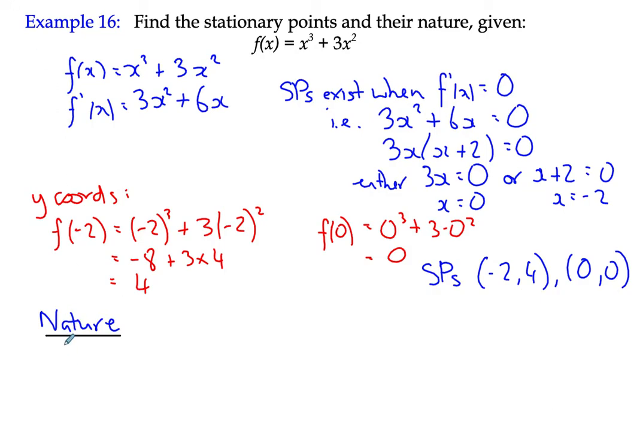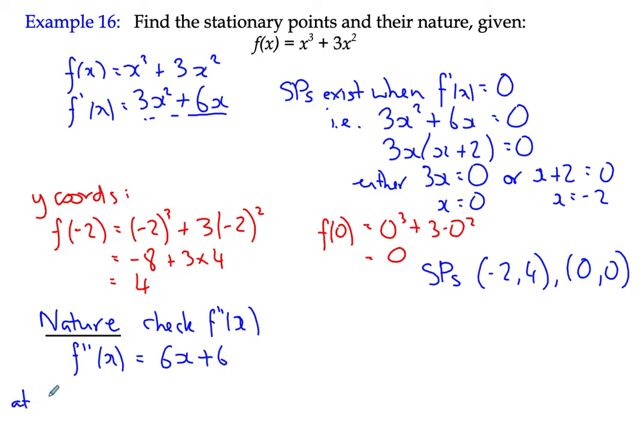So what did we do? We're going to check the second derivative. From our first derivative above, if we differentiate 3x squared plus 6x, we're going to get 6x plus 6. Agreed? So that's our function for the second derivative. Okay. So what we need to do now is check the value of the second derivative for each value of x where our stationary points are, negative 2 and 0.